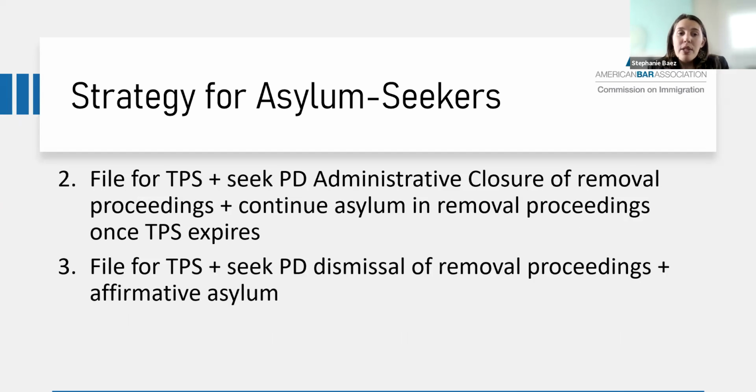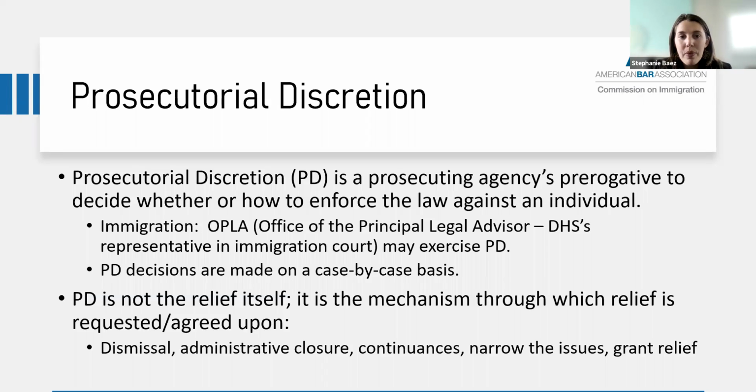Now, the other two options that I mentioned both involve prosecutorial discretion. One involves PD for administrative closure, and one is PD for dismissal. So I'm going to touch on prosecutorial discretion briefly to let you know what that is, and then go into the specifics of these two options. There are entire trainings out there on prosecutorial discretion, and I'm going to move fast through this. If you need more trainings, again, reach out to me and I can refer you to some great resources.